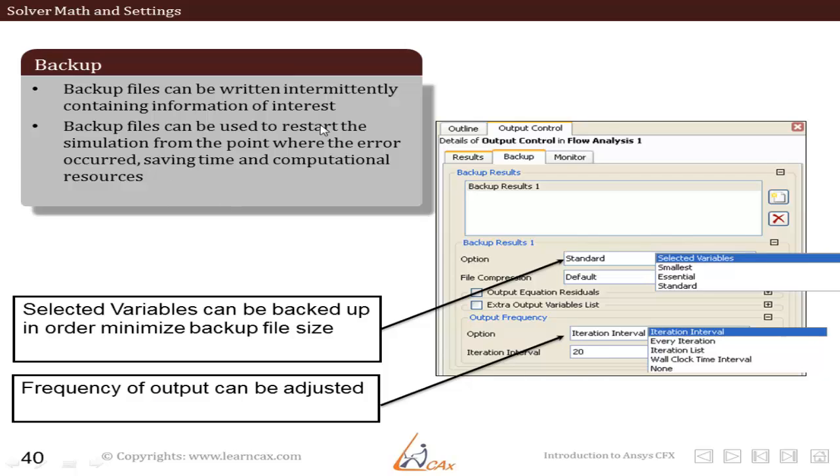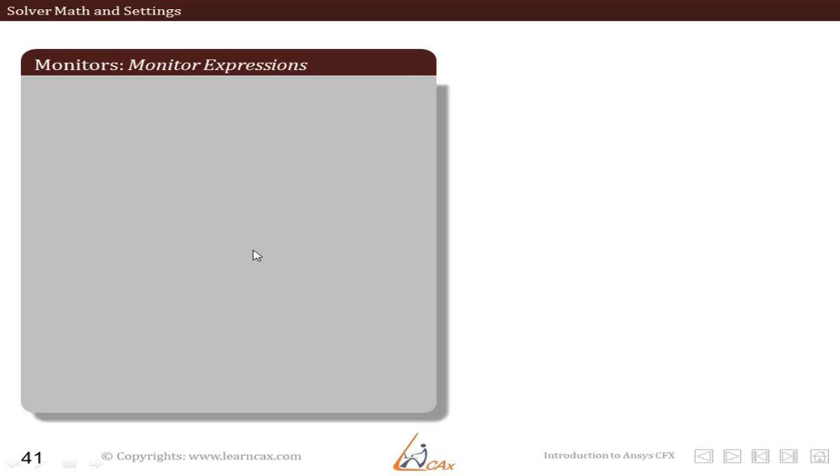Backup files can be used to restart the simulation from the point where the error occurred, and this saves us time. If we do not save backup files and there is an error in between, all the earlier carried out iterations will be lost. So in order to save time and back up our solution, we save the backup files.